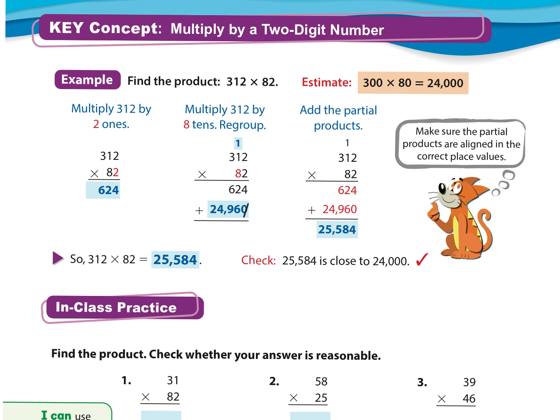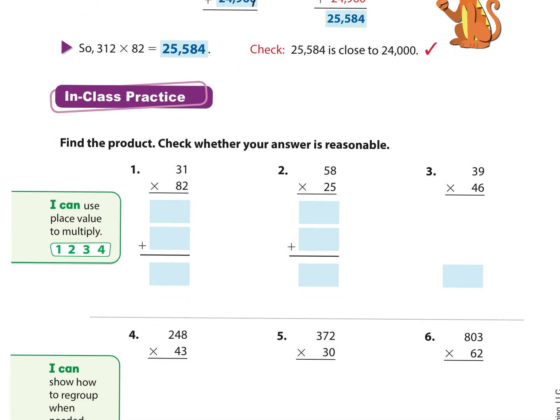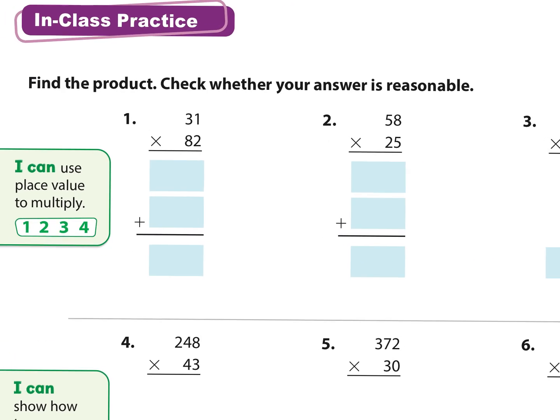All right. Let's do a little bit of practice together. The first row has boxes for us. It's kind of guiding us. So we're going to do number 1 together, and I'm going to let you and your group do number 2. Then we'll do 3, and then we'll try a couple more, okay? All right, let's look at number 1. Number 1 says 31 times 82.